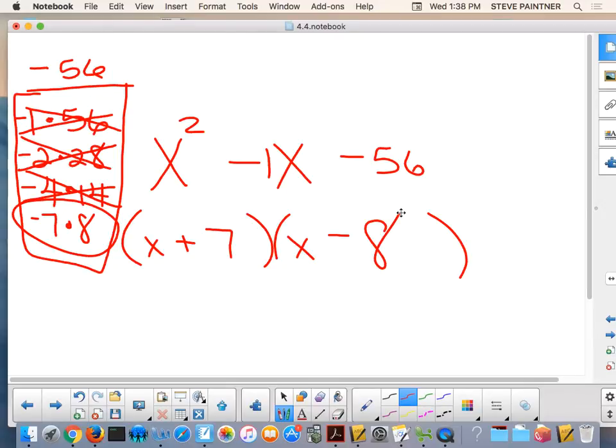If you wanted to take the time to check it, you would do what? Well, yeah. You could FOIL it if you want. I still say it's easier just to do this. 7 times negative 8 is negative 56. 7 plus negative 8 is negative 1. I know I have it right, instead of writing it all up.